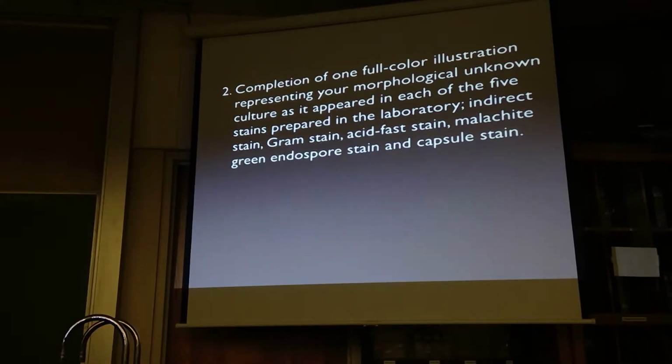So what do you have to turn in? You're going to turn in the report form, front and back. You're going to turn in one full color illustration page that has all 5 stains: gram stain, indirect stain, acid-fast stain, malachite green endospore stain, and tonight's capsule stain.